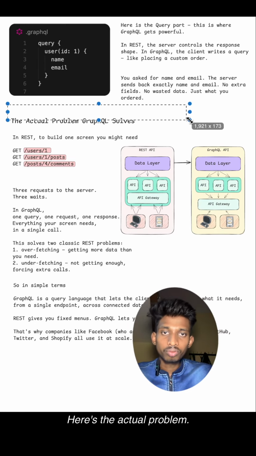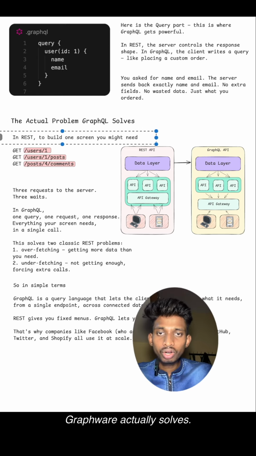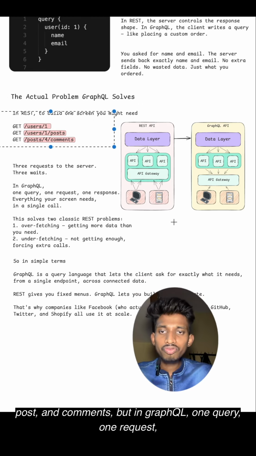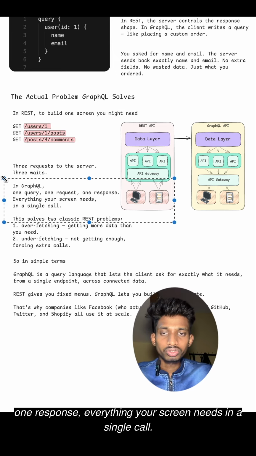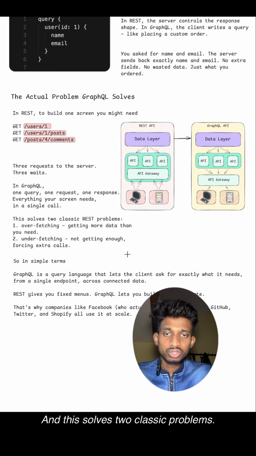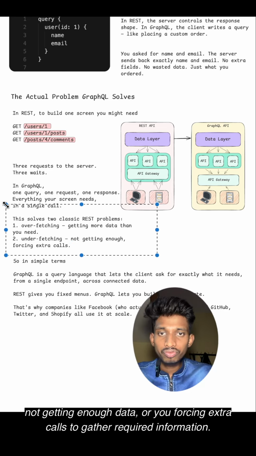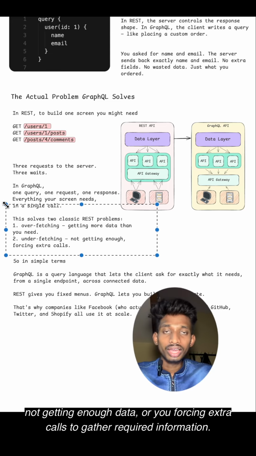Here is the actual problem GraphQL solves. In REST, to build one screen, you might need to call 3 APIs: user, post, and comments. But in GraphQL, one query, one request, one response, everything your screen needs in a single call. And this solves two classic REST problems. One is overfetching, getting more data than you need, and the other is underfetching, not getting enough data, so you're forced to make extra calls to gather the required information.